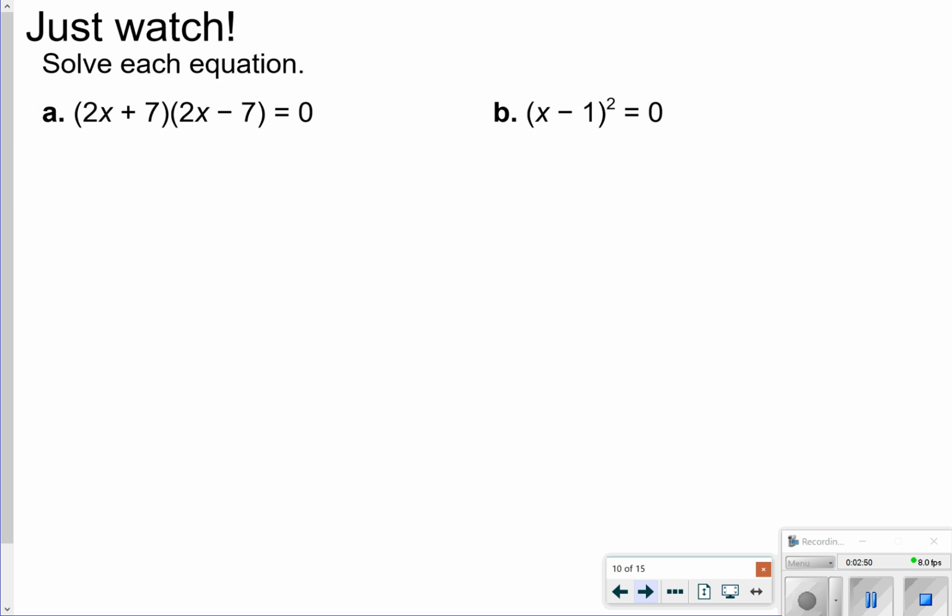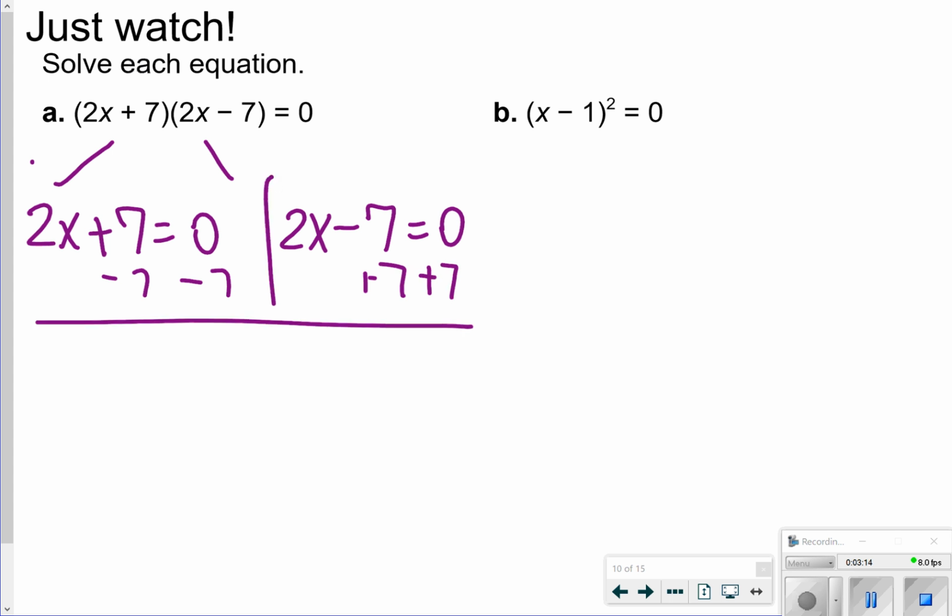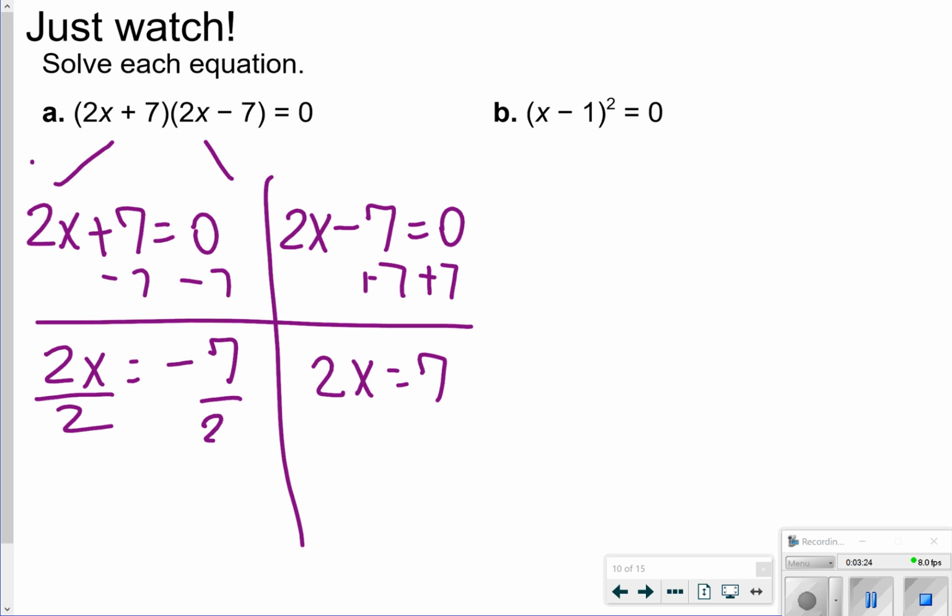The next thing we're going to look at is that sometimes we'll have multiple steps. So if I'm trying to solve for letter A, I would still separate these products and make them equal to 0. So 2x plus 7 is equal to 0, and 2x minus 7 is equal to 0. According to our multi-steps, we're always going to undo addition and subtraction first. I'm going to keep these separate so you can see my work here. So I'll have 2x for the first one is equal to negative 7, and then 2x is equal to positive 7 for the second, and then I'm just going to divide by 2.